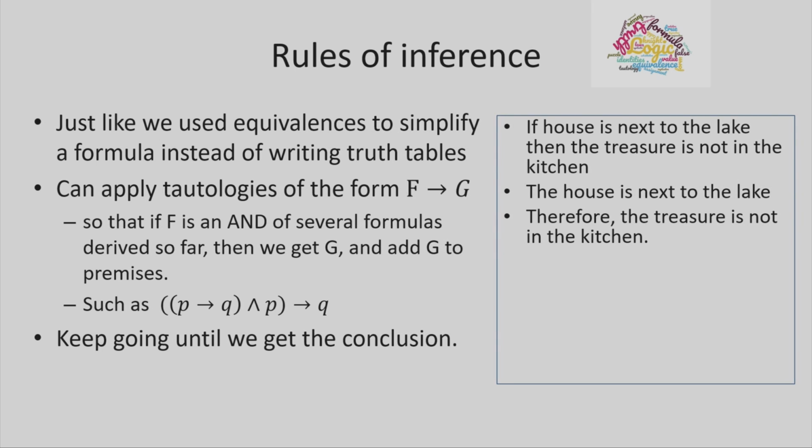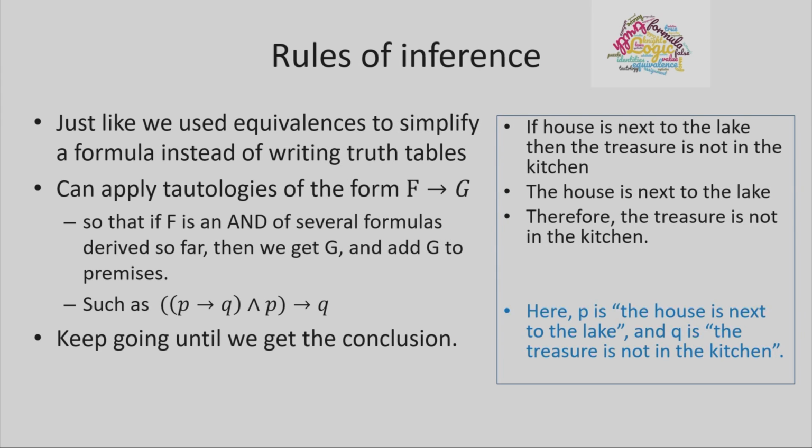So here was one thing that we did. If the house is next to the lake, then the treasure is not in the kitchen, and the house is next to the lake, therefore the treasure is not in the kitchen. So here is where we apply the tautology. If P implies Q and P, we can infer that Q must be true. Or I should say, (P implies Q) and P implies Q is a tautology. So if we know that P implies Q and we know that P is true, then we can infer that Q must be true as well.